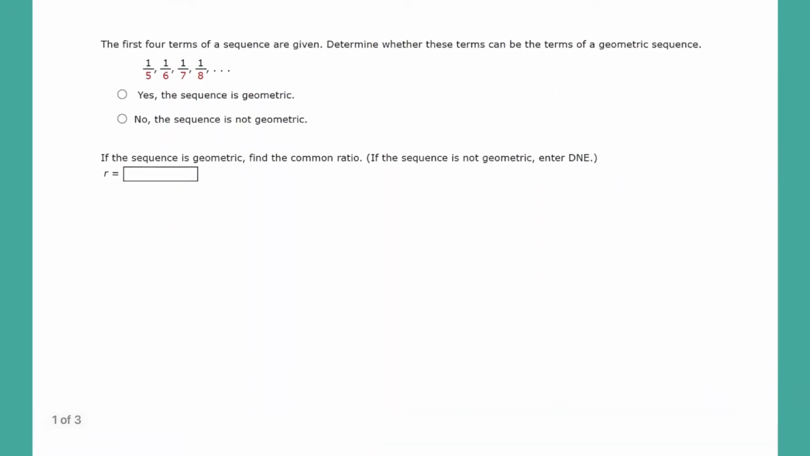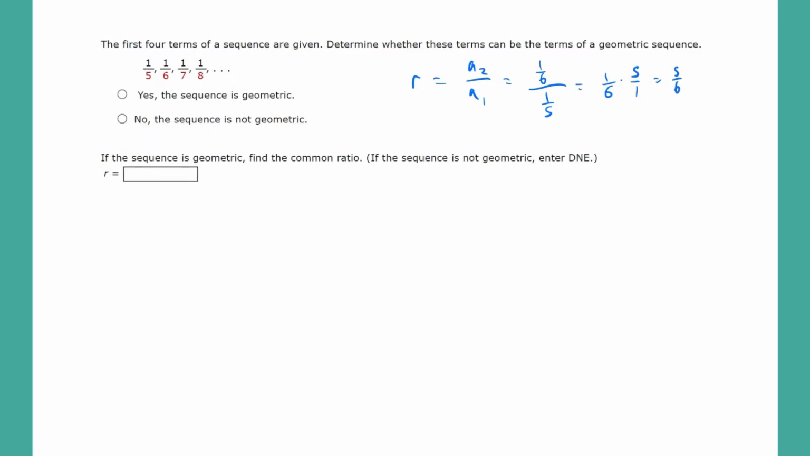All right, let's see. The first 4 terms are given. Let's see if this is a geometric sequence or not. The way you can find common ratios in general is to do the second term divided by the first term. So in this case, it would be 1/6 divided by 1/5, which is 1/6 times 5 over 1, which is 5/6. So if there is a common ratio, it would have to be 5/6.